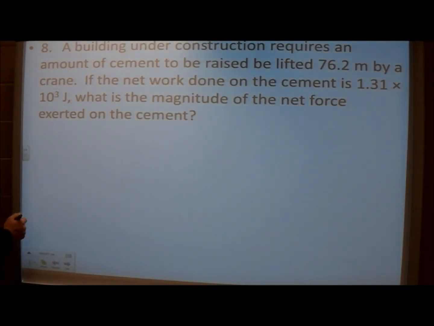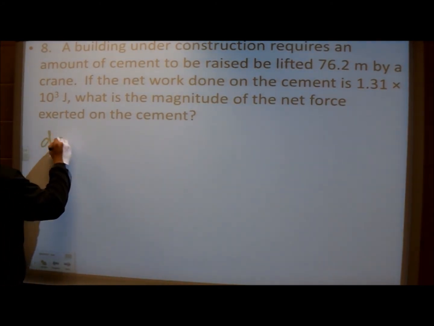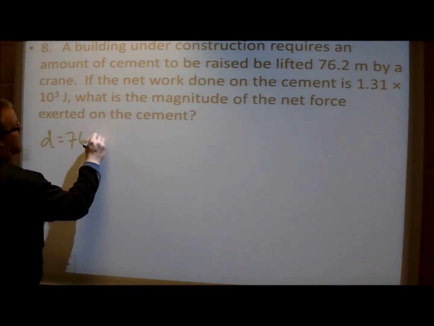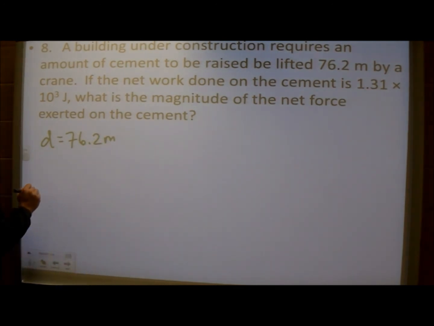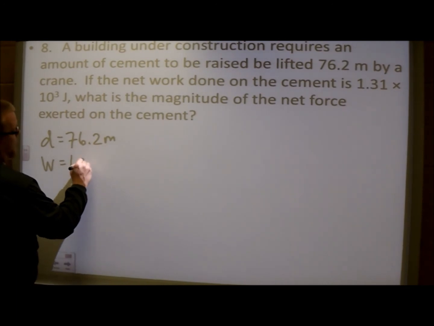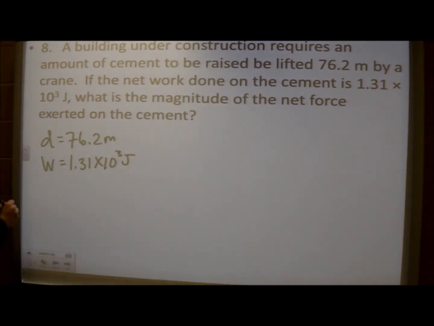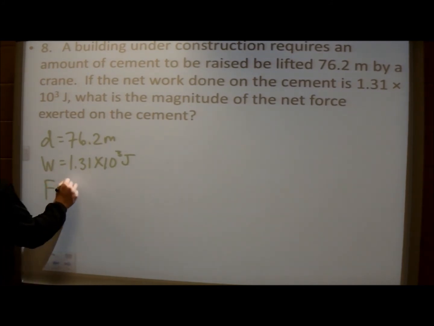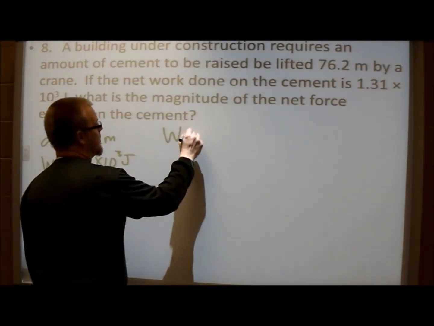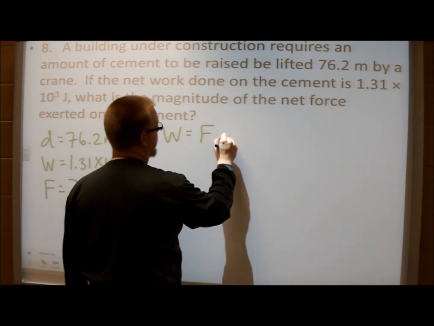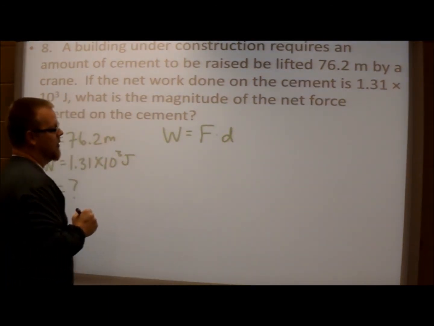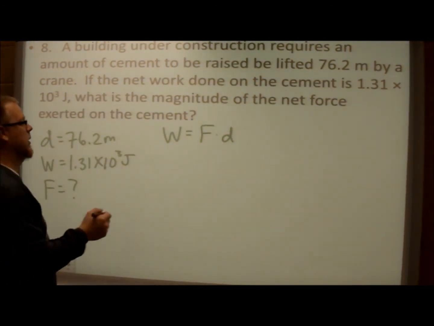Number 8, a building under construction requires an amount of cement to be lifted 76.2 meters by a crane. If the net work done on the cement is 1.31 times 10 to the third joules, what is the magnitude of the net force? Since we're going vertically, we have no angle. The angle is 0. We can ignore that because the cosine of 0 is 1.